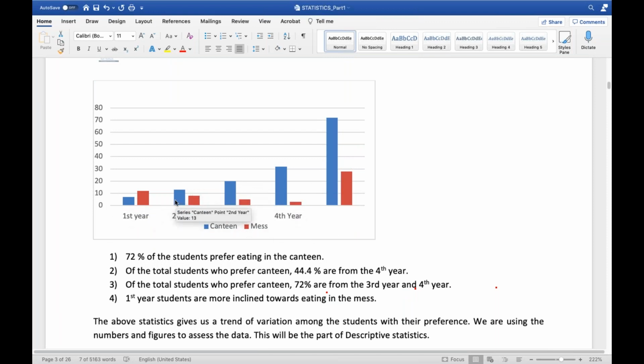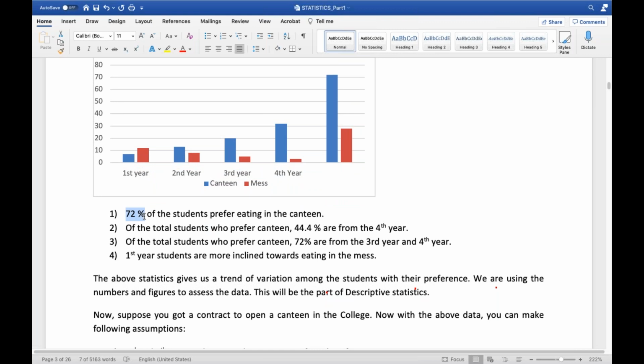Yes, Mr. XYZ, you go for giving some discounts for the first year and second year, then your business will be profitable. Okay, that kind of thing we can see. So 72% of the students prefer eating in the canteen. Out of the total students, 44% prefer the canteen from the fourth year only. Okay, overall it is 72%, but only 44.4% is from the fourth year.